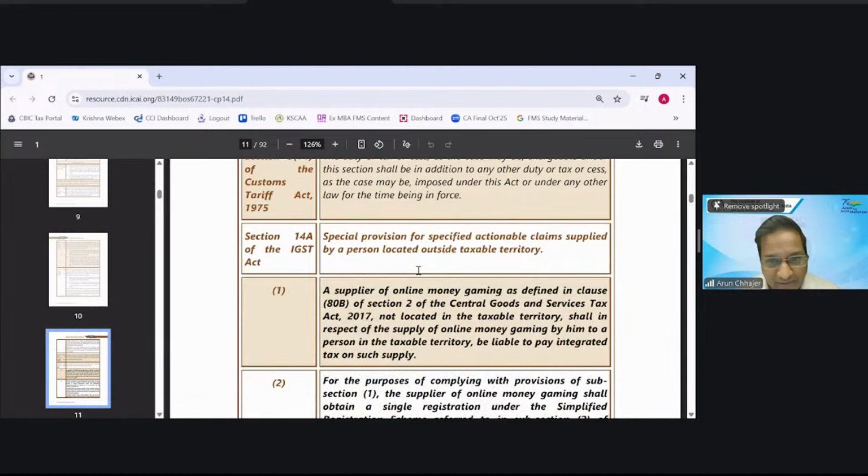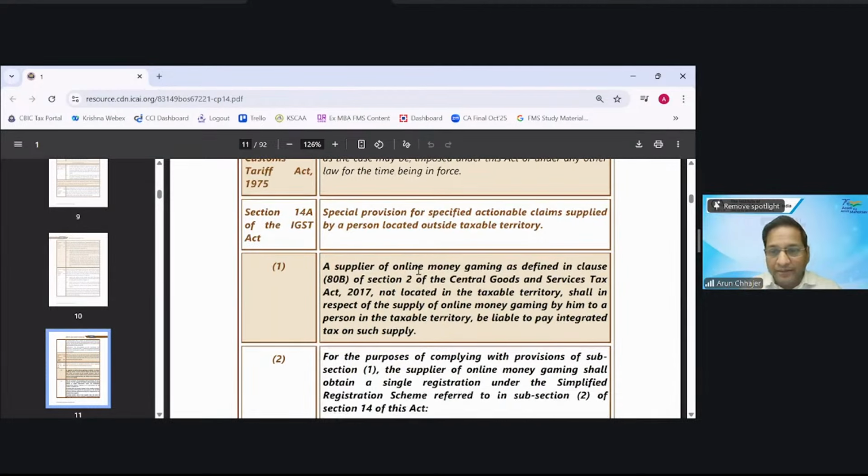14A, actionable claim. Special provision for the specified actionable claim by a person located outside taxable territory. So जिसकी बात हम कर रहे थे ना ऑनलाइन मनी गेमिंग की, now we are going to discuss that.